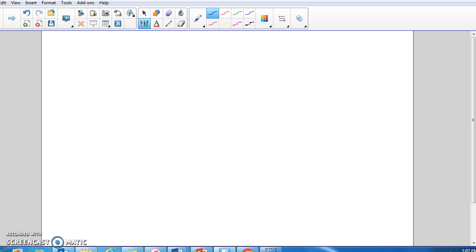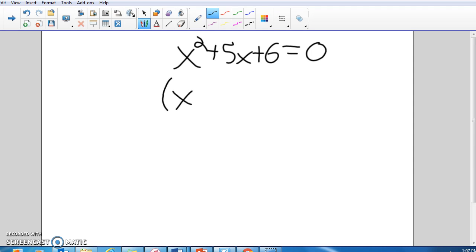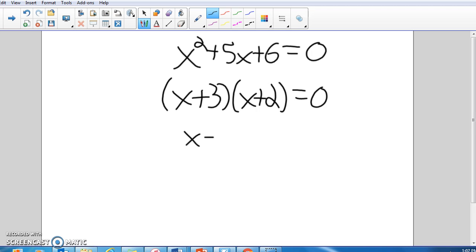So our first option is factoring. That's our best bet if it seems easy enough. So if we have something like this, we can look at it and factor that into x plus 3 and x plus 2, and then solve both of those for x, because they both equal 0. So then you get x equals negative 3 or negative 2.